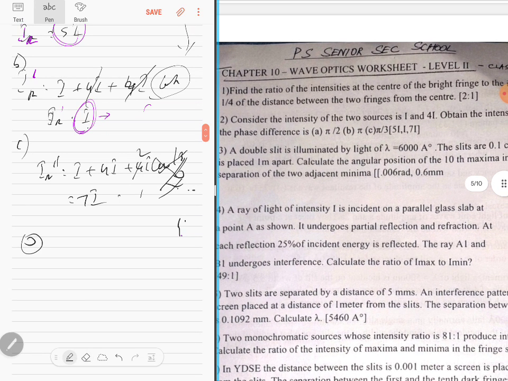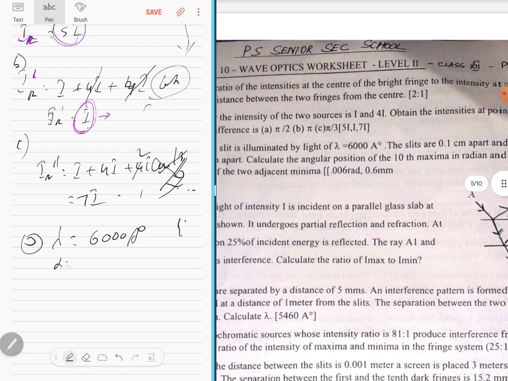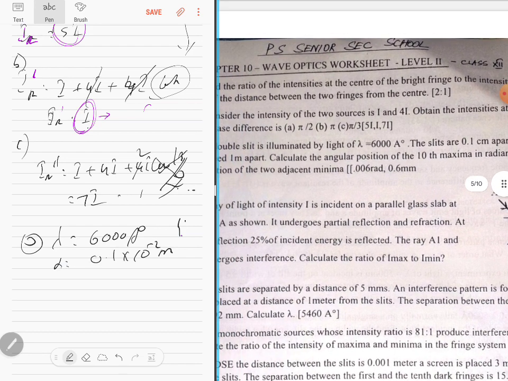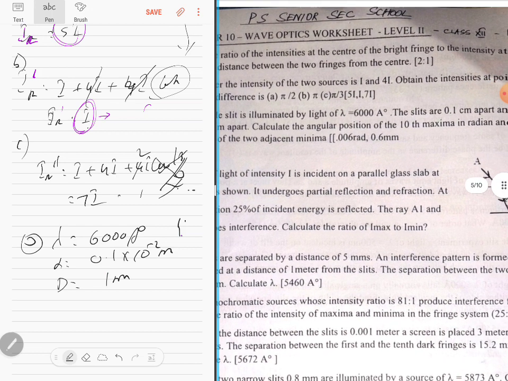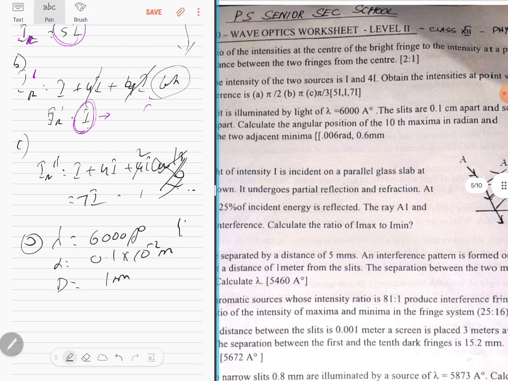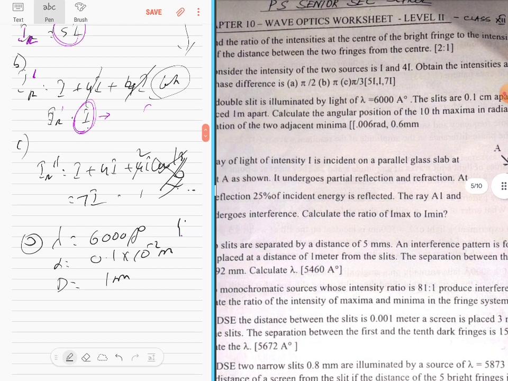The Young's double slit experiment is illuminated by a wavelength of 6000 Angstrom. The slit separation is 0.1 centimeter, 10 to the power minus 3 meter apart. The screen and the slit are kept at a distance of 1 meter. Calculate the angular position of the 10th maxima in radians.